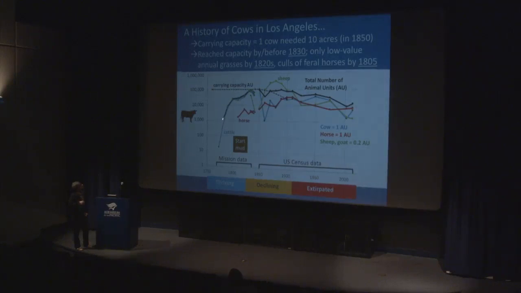And so what I did was compare at what point this conservative estimate of the number of livestock out there reached carrying capacity. And we probably reached, in fact, carrying capacity at least by 1830. And people were observing only low-value annual grasses by the 1820s. And the mission padres were having the neophytes go out and cull feral horses by 1805 because they were out-competing the cattle, right? Because the horses were just let loose too, right?